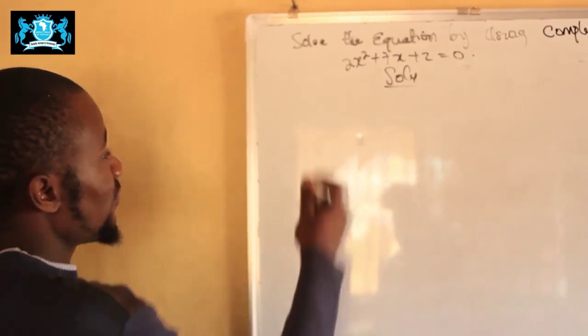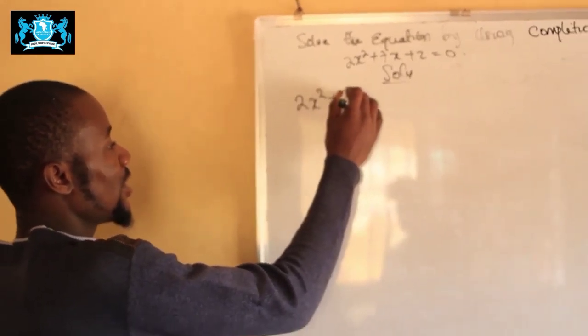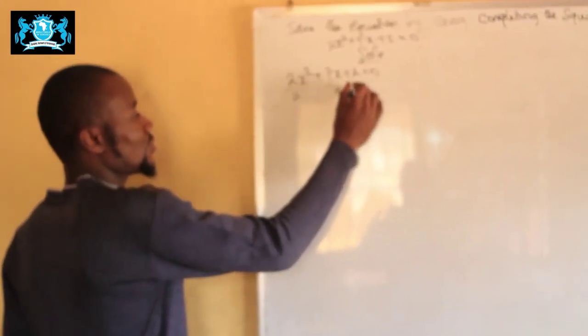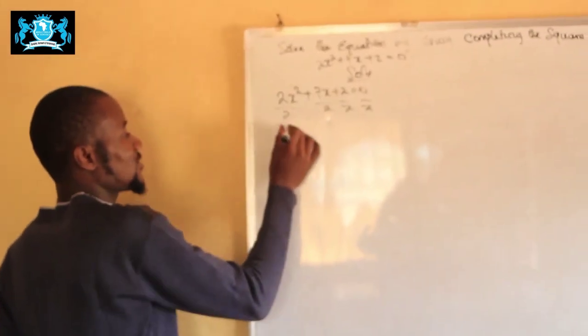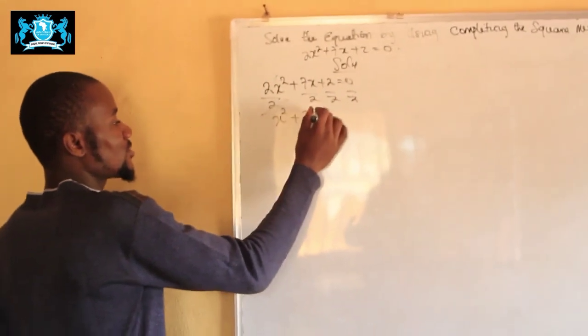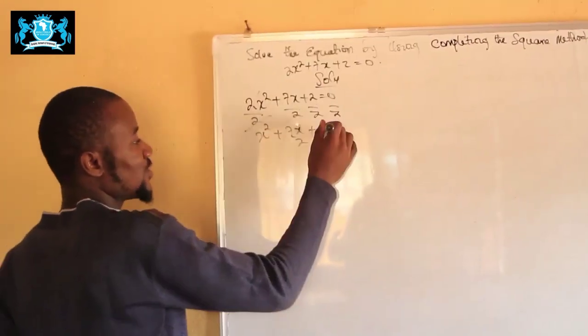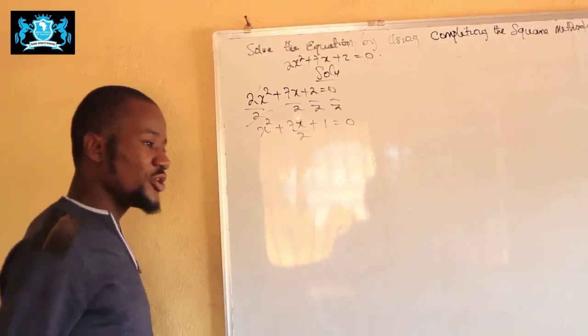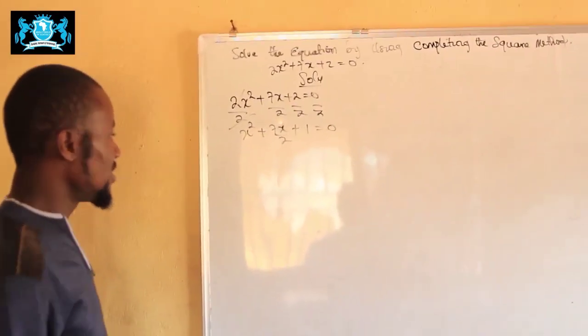Now, we know first of all, we have to make x squared a unity. So we divide both sides by 2, because that's the coefficient of the x squared there. x squared plus 7x over 2 plus 2 divided by 2 is 1 is equals to 0. When any number divides 0, it is still 0.